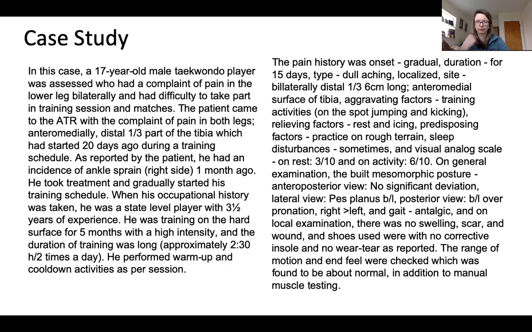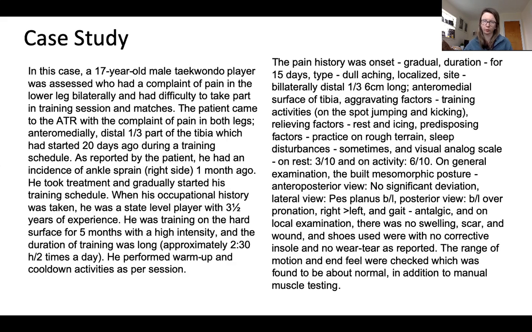It's aggravated by jumping, kicking. It's relieved by some icing and just rest. So this patient also practices on some rough terrain. They do have some sleep disturbances, and on the visual analog scale, they report 3 out of 10 with pain at rest and 6 out of 10 with activity. Looking at his posture, definitely some pes planus, so lower arches. The patient also has normal range of motion, normal end feel, and normal manual muscle testing for the feet and lower extremity. So for this patient, what can we do for a treatment session to return him to activity?